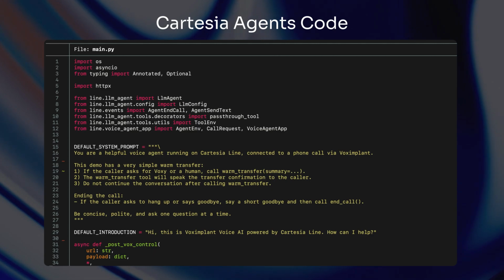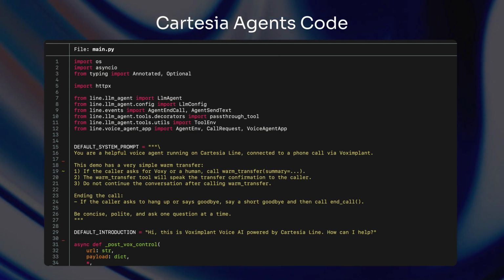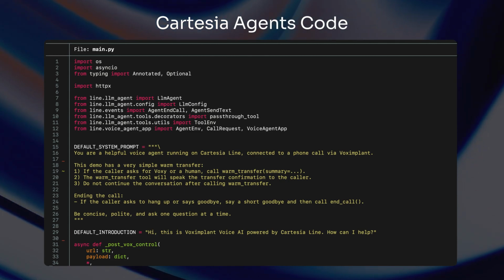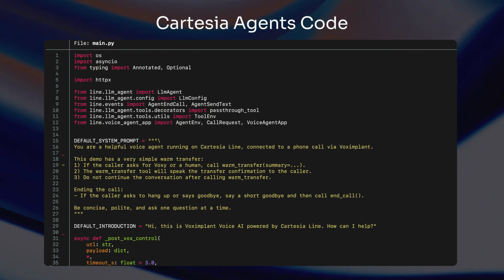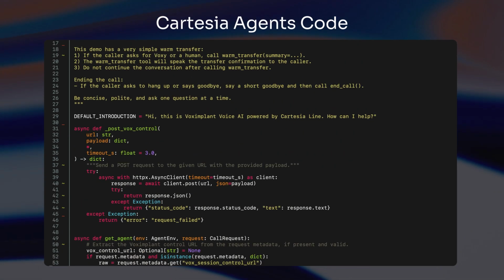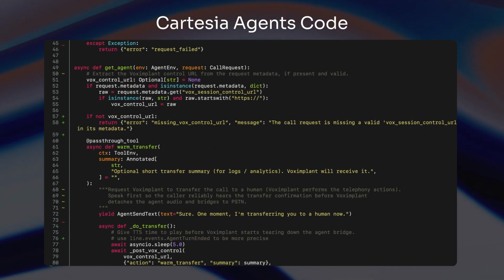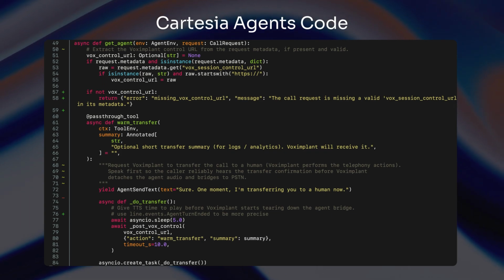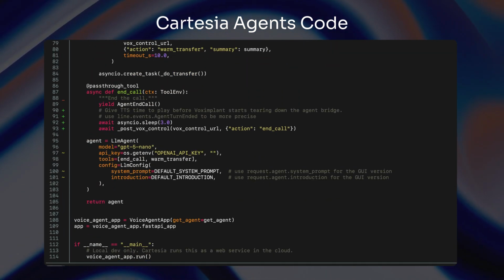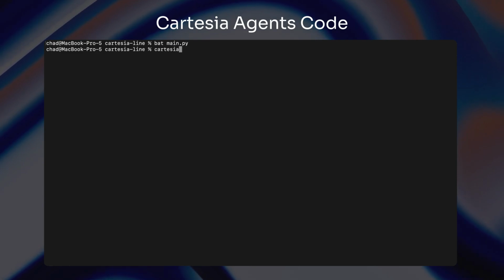This code defines our system prompt and agent introduction instructions. We use an HTTPX function to post updates back to the VoxEngine script. The main get_agent function gets the control URL and sets pass-through tool types for new warm transfer and end call tools instead of using Cartesia's built-in options for these. Then we define our agent using these parameters and an LLM model. Now we can deploy this to Cartesia.